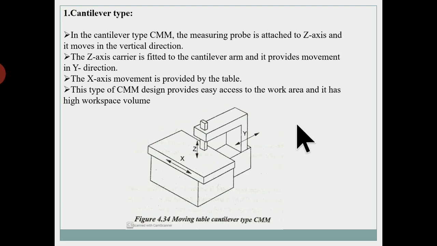And the x-axis movement is provided by the table. X-axis direction motion is provided by movement of table. This type of CMM design provides easy access to work area and it has high workspace volume. That is the cantilever type CMM.